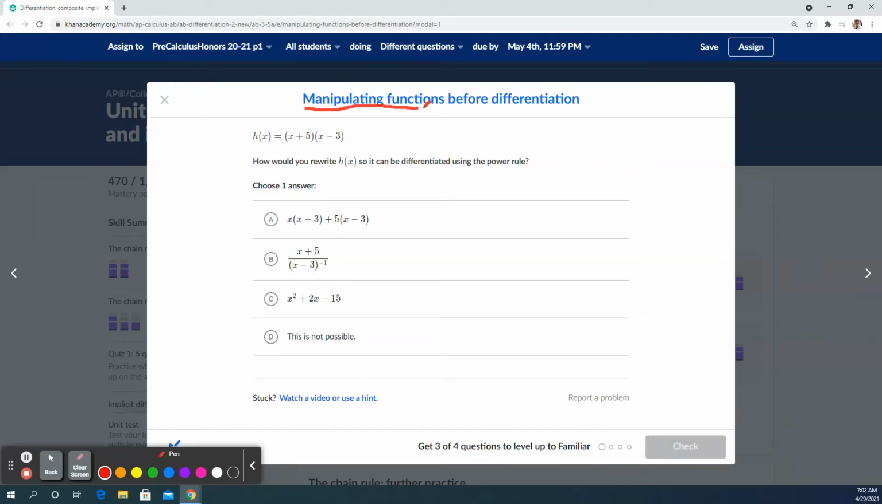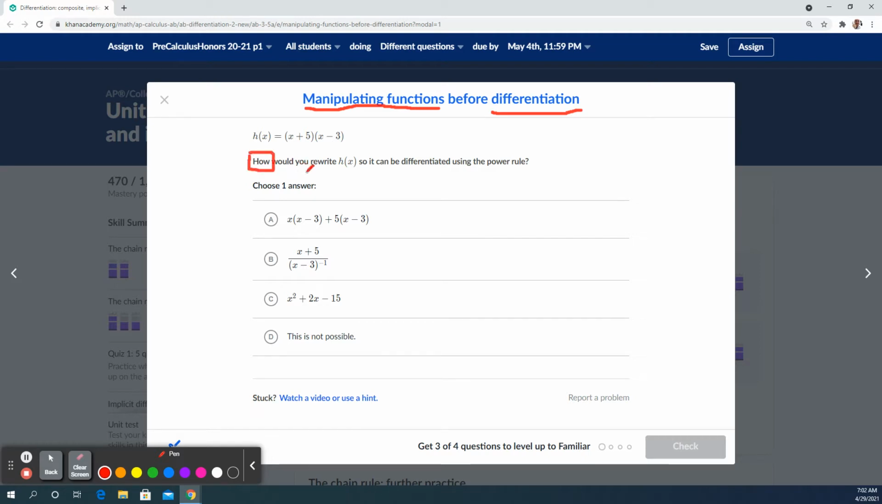We are manipulating functions before differentiation. Basically what this means is usually there are several techniques that we can use to do a derivative on a function, but oftentimes if we manipulate it or change the way it looks, there might be an easier way to attack the function, to do the derivative on it. So let's go ahead and see what the question asks.